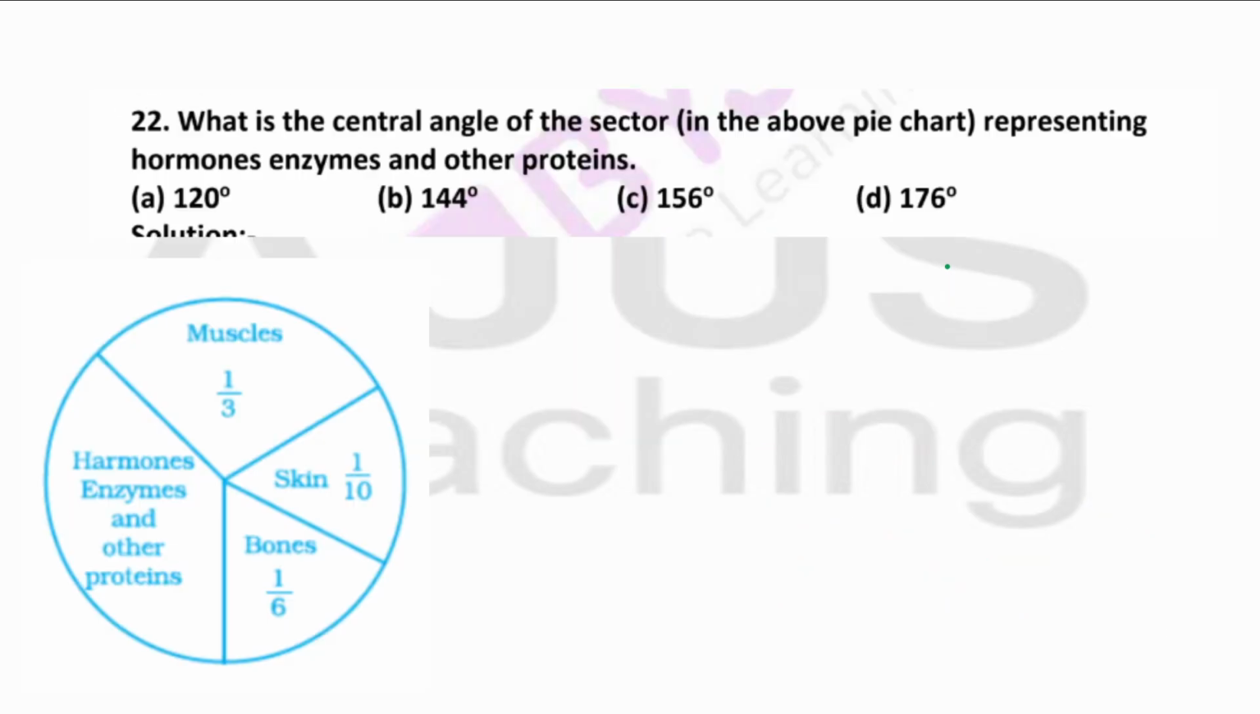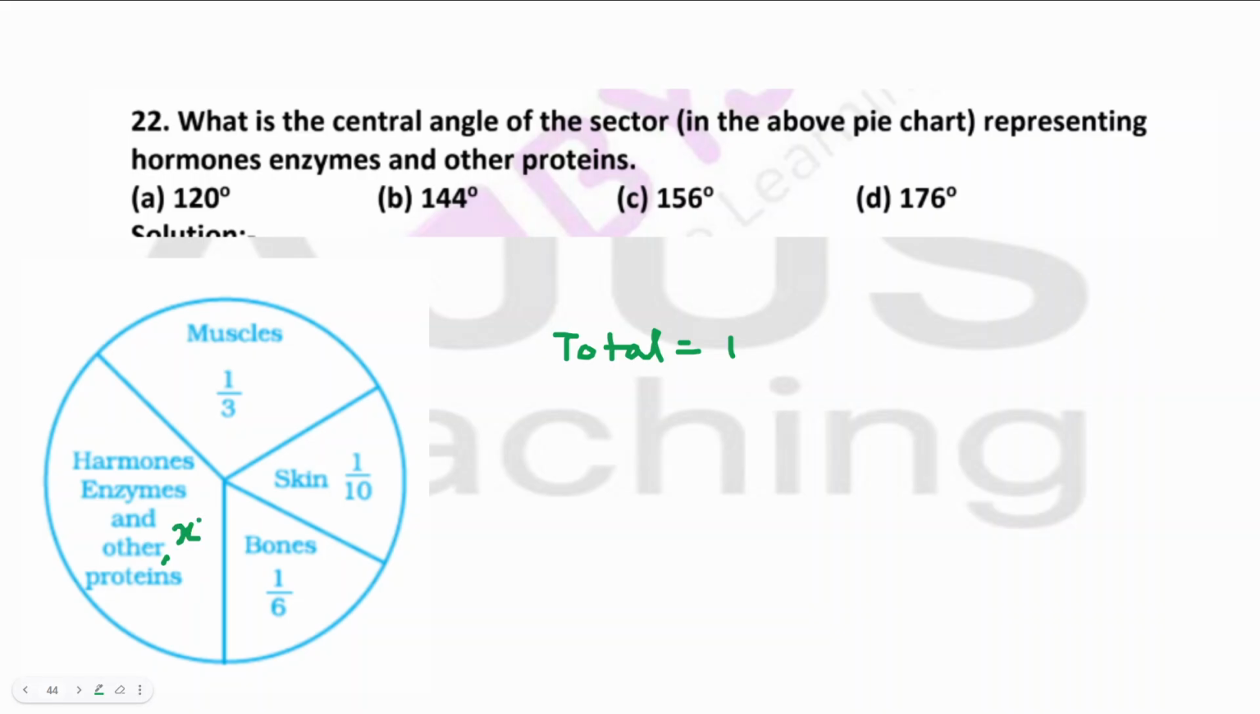Resume. Okay, read this question and solve the problem in your notebook, pause, resume. Okay, let us now solve this problem. What is the central angle of the sector representing hormones, enzymes and other proteins? Okay, this is the one that is there. Now for this one, total we know is 1. Here the fraction is not given for this. So how do you find the fraction for this?